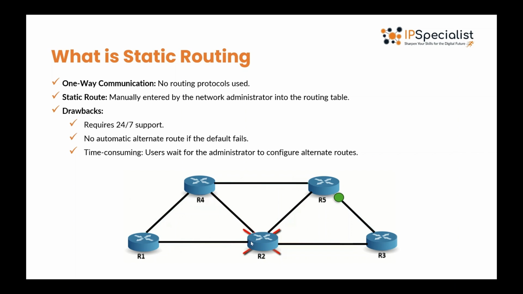But what if router 2 suddenly goes offline due to some glitch or maintenance? Router 1, being the dutiful sender, doesn't automatically know how to reroute the data to reach router 3 because it's only programmed to go through router 2.